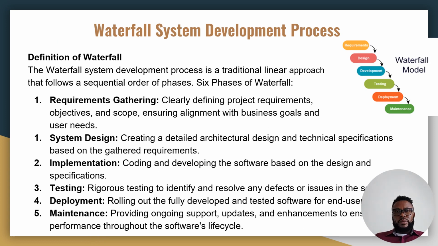Waterfall system development process, our definition of waterfall. The waterfall system development process is a traditional linear approach that follows a sequential order of phases. It is made of six phases. We have requirement gathering, which is clearly defining your project requirements, objectives, scope, and all of that. We have the system design, which is talking about the architecture.